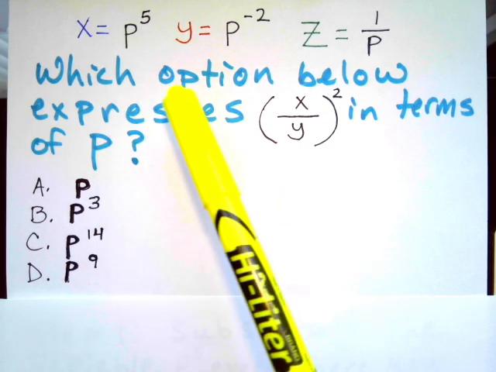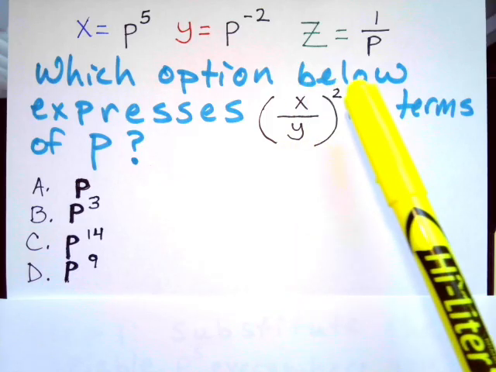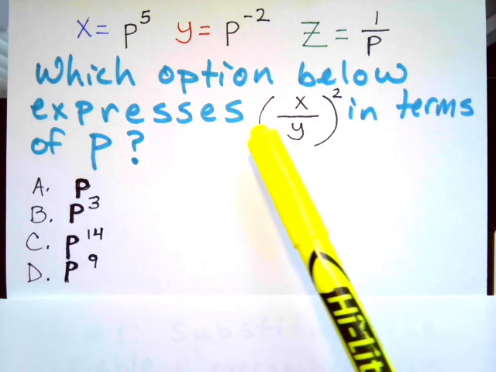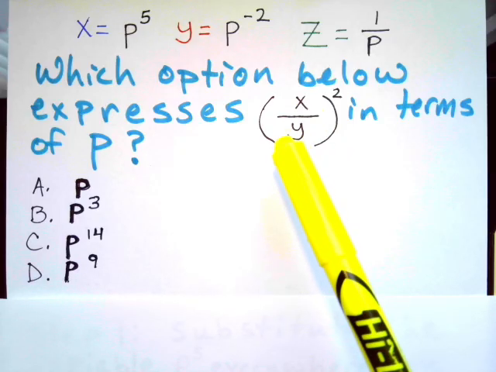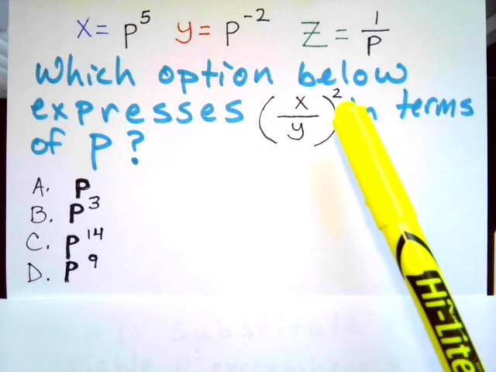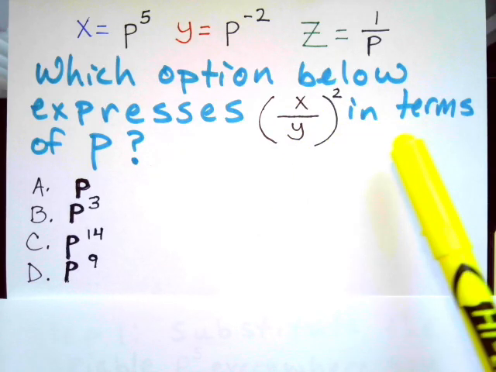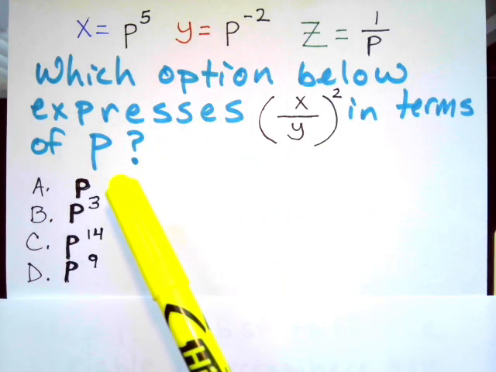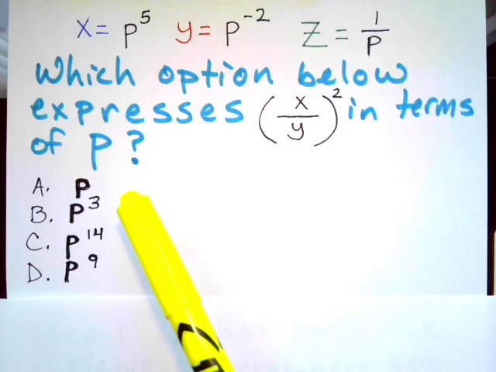So which option below expresses x divided by y raised to the second power in terms of p? We have option A, p, option B, p to the third power, option C, p to the 14th power, and option D, p to the ninth power.